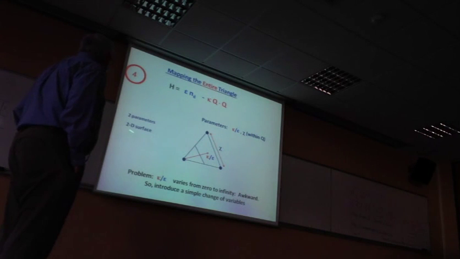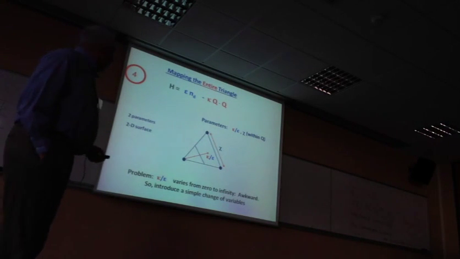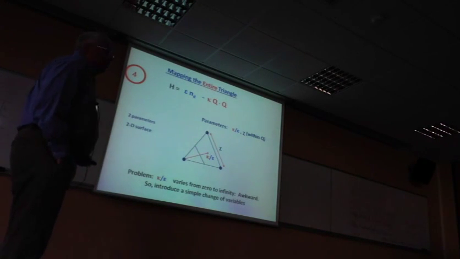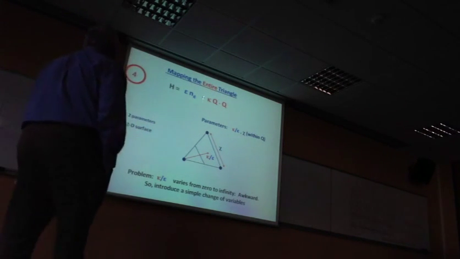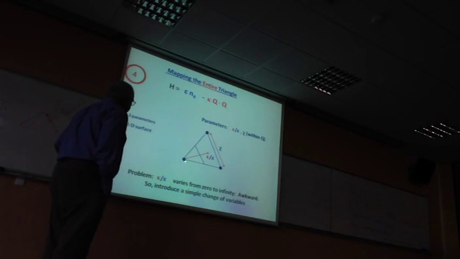This triangle is a two-dimensional surface, right? Two dimensions. So we're going to need two parameters to describe a point. One of them is kappa over epsilon, which just kappa zero gives you is here. Epsilon zero is here. So kappa over epsilon ranges from 0 to infinity here. And chi is the parameter within the Q operator that takes you up and down this leg.